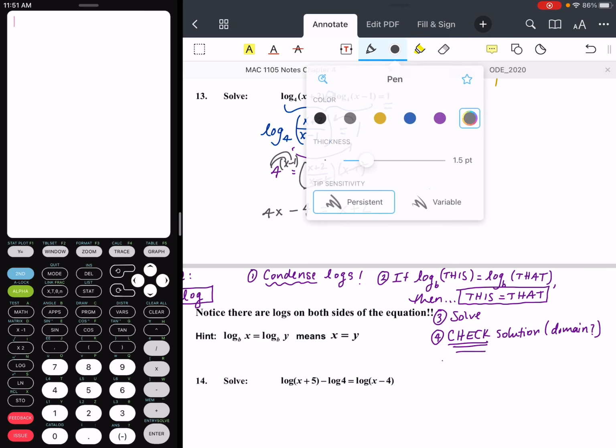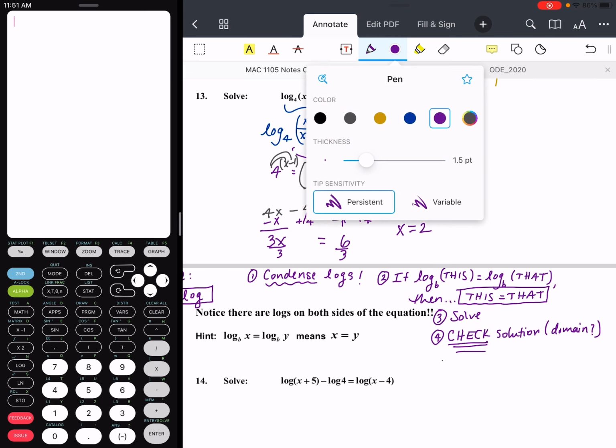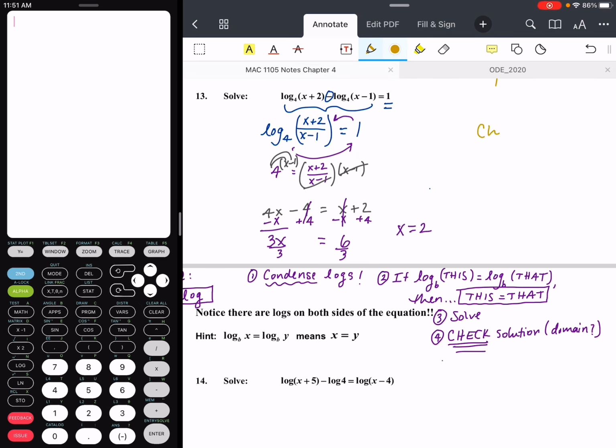So I'm going to subtract x over on the left. That gives me 3x. And then while I'm at it, I'll add 4 to the right side. So 3x equals 6. And then divide both sides by 3, so we get x equals 2. But before I do our victory lap, let's check and just make sure that solution works.